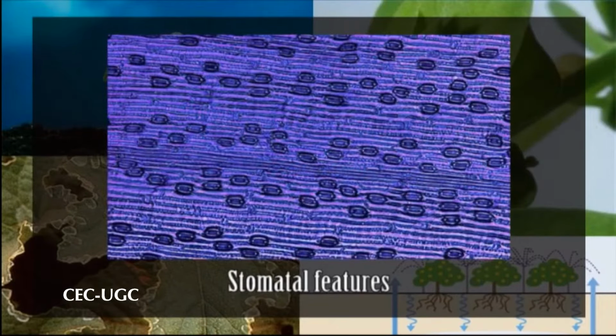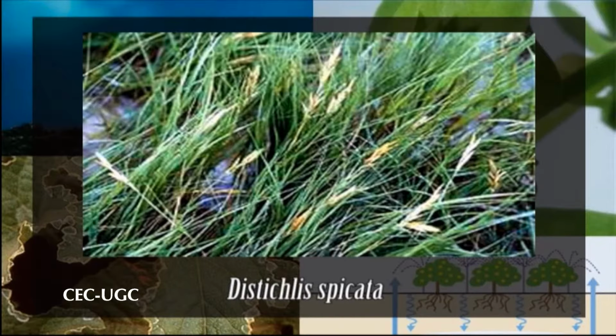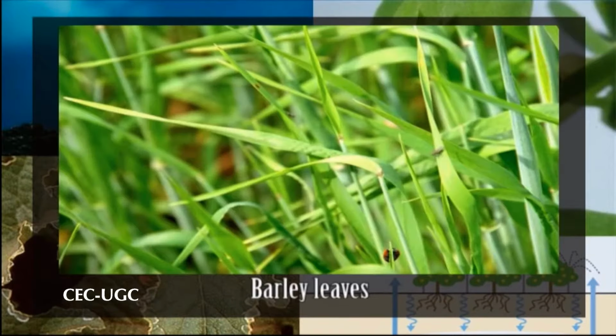Stomatal features like density and size are critical for controlling transpirational loss from the leaf surface, and even more critical under physiological drought. The importance of stomatal characteristics in avoiding water loss through the leaf surface has been reported in several species like Dichanthium, Spicata, barley, and wheat.